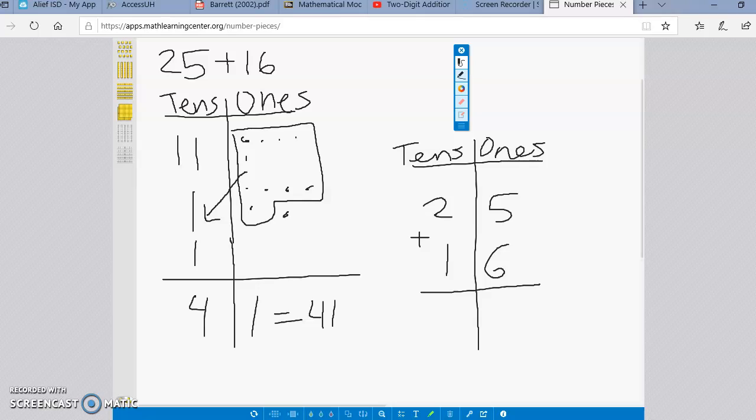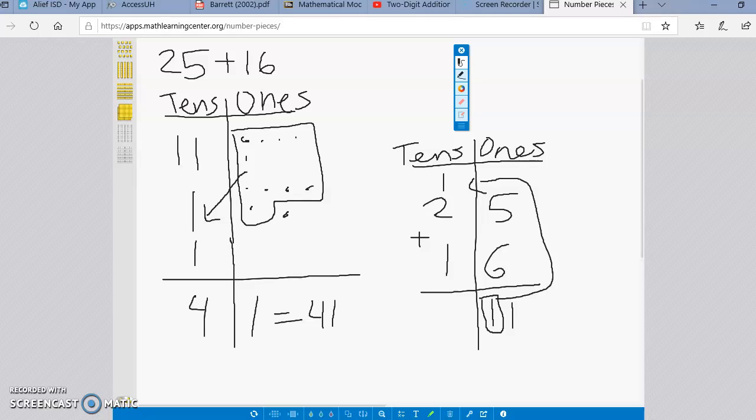Now for our algorithm model, we will go ahead and add our ones place first. And it will be 5 plus 6 is 11. We cannot record 11 in our ones place, so we will have to compose a 10 out of 10 ones and regroup it to the tens place. So we will add a 10 here.